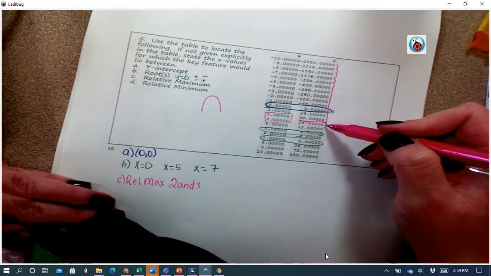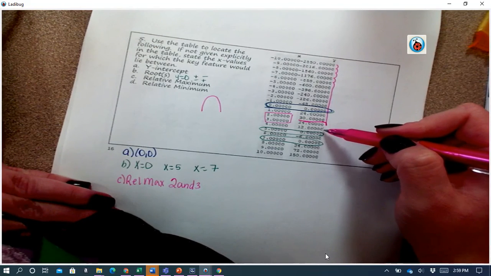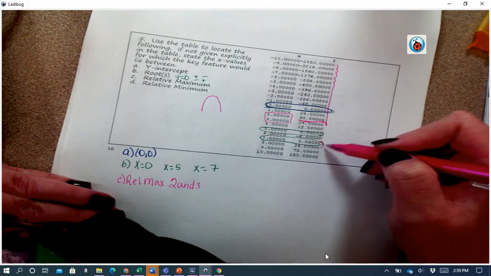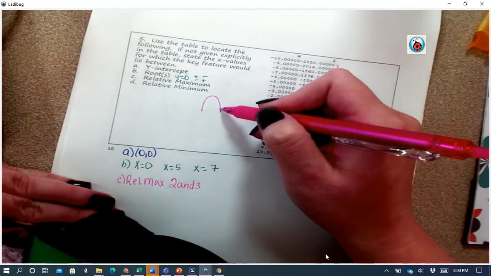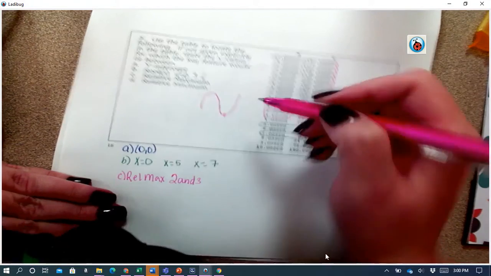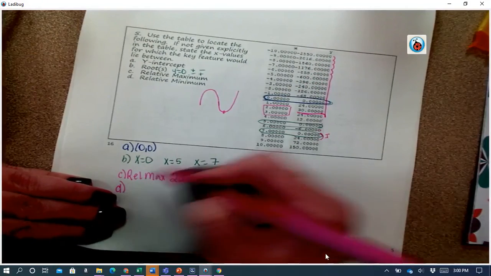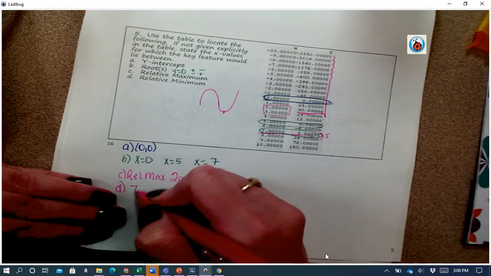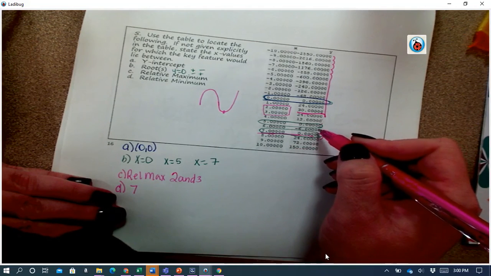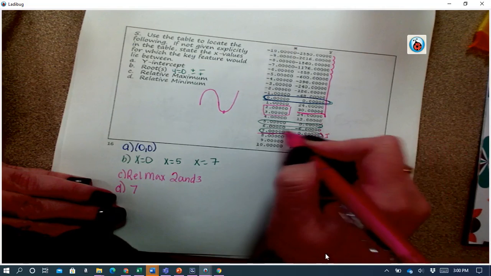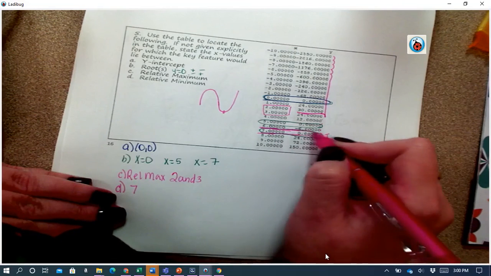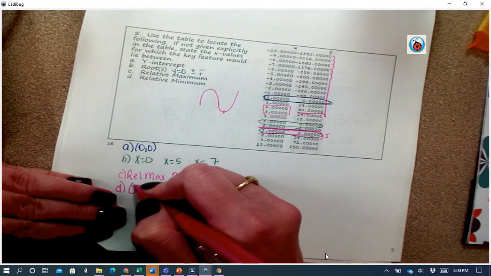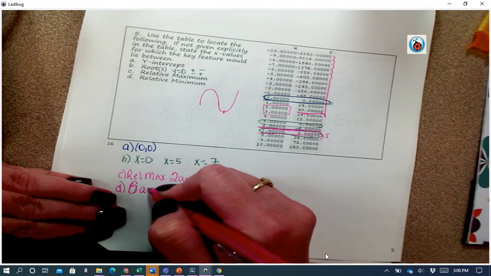And then this is decreasing, decreasing, decreasing, decreasing, decreasing. And then this increases. So if we're decreasing and then increasing, that means we have a relative minimum somewhere in between here. Sorry, because from -6 to 0 is an increase. So this would be 6 and 7.